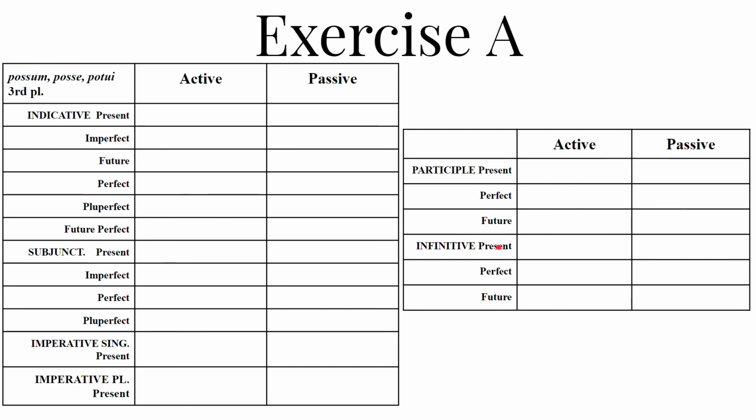It does have a present and perfect infinitive, though, but only in the active. We have posse right there, and then potu, and then add isse: potuisse. But because it lacks a fourth principal part, there's no way to form the future. There are also no imperatives for possum, so no need to worry about that.